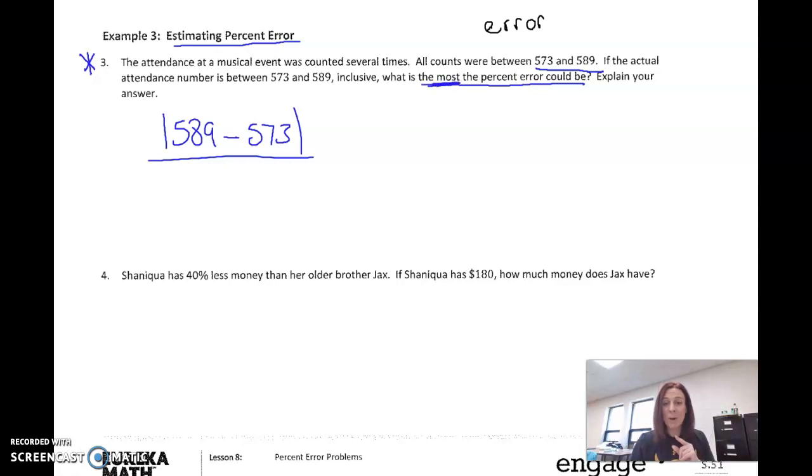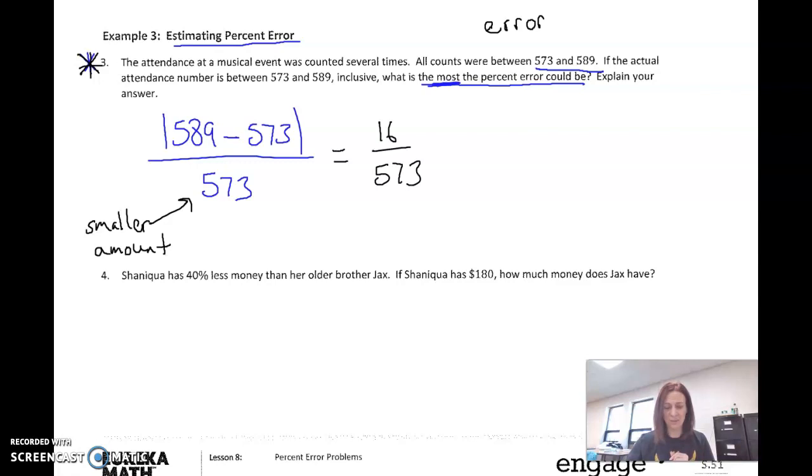Now, here's a trick. What do we divide by? Because we want the most it could be, we want to divide by the smaller number. If you divide by a smaller number, your percentage is bigger. So I'm going to divide by 573. And again, pay attention to this problem because you're going to see something like it on your homework. That's why we started here. This is going to be the smaller amount. If you want to know at most what your percent error is going to be, you divide by the smaller amount. So this works out to be 16 over 573.